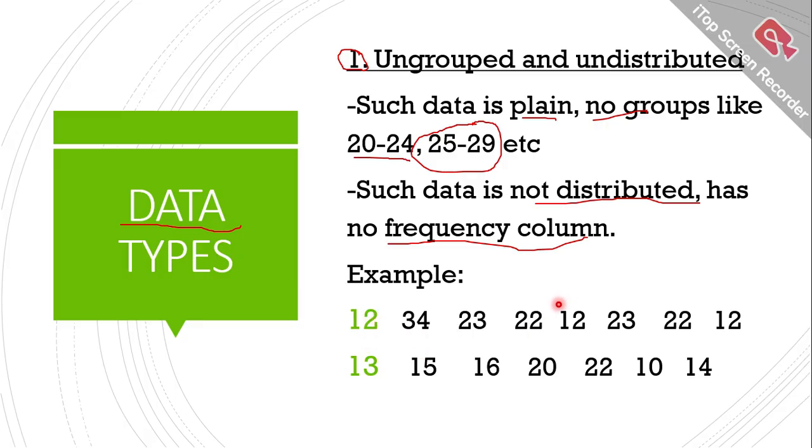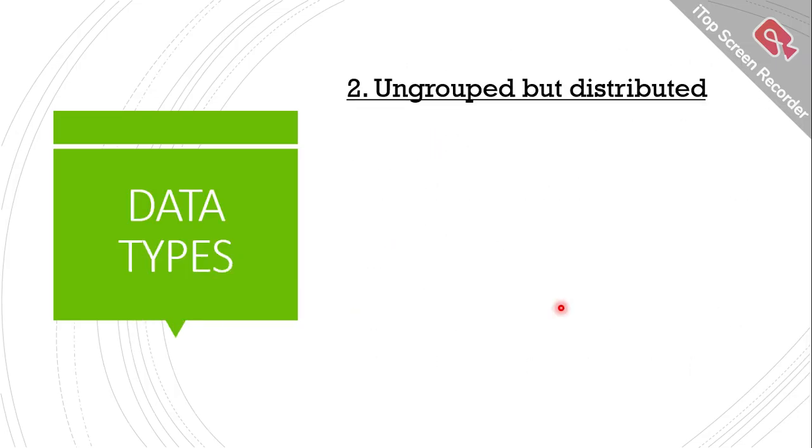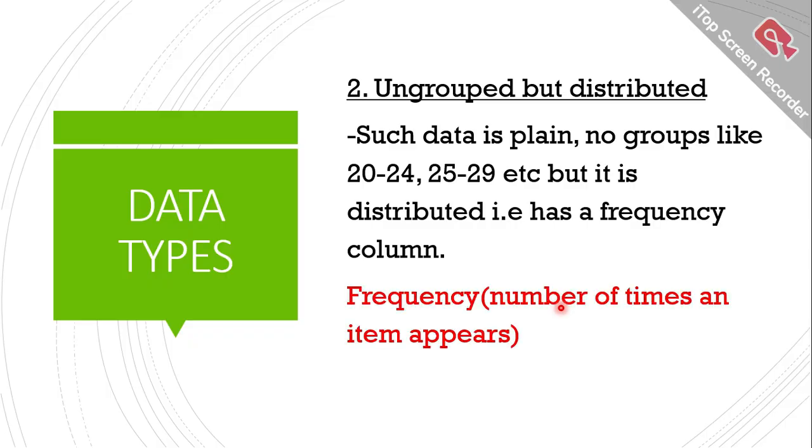We're going to look at other types of data, and then we shall see what groups are and what distribution is. Now that takes us to our next type of data, which is called ungrouped but distributed. Please, if I'm moving very fast, you can pause the video and take it back a little bit, and then you observe the things clearly. Ungrouped but distributed data. Now this one is also plain. It has no groups, but now we are seeing a new thing. It is distributed. That means that it has a frequency column. The frequency means the number of times an item appears.